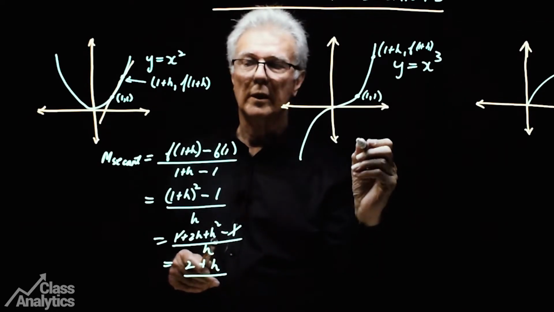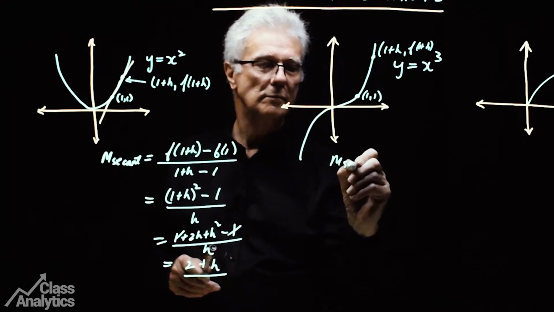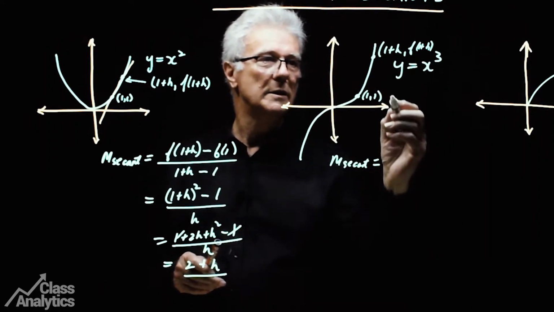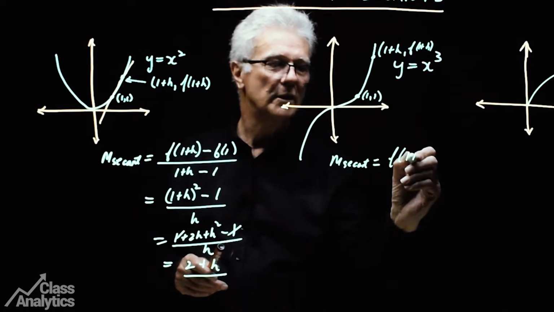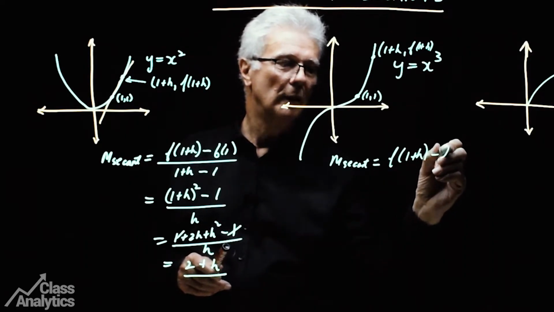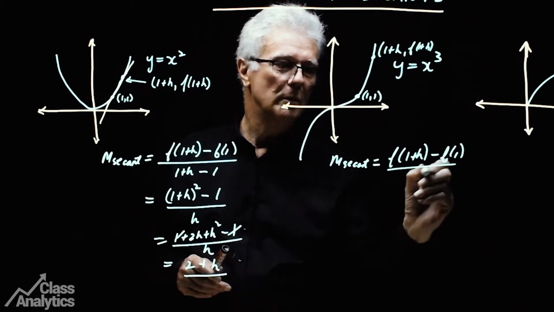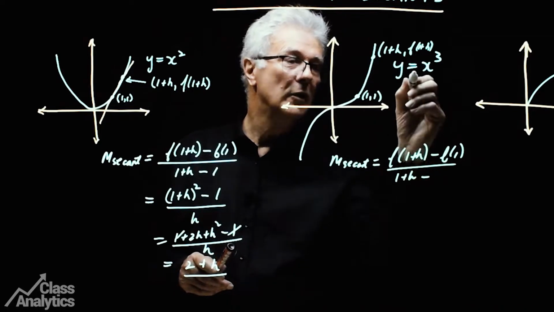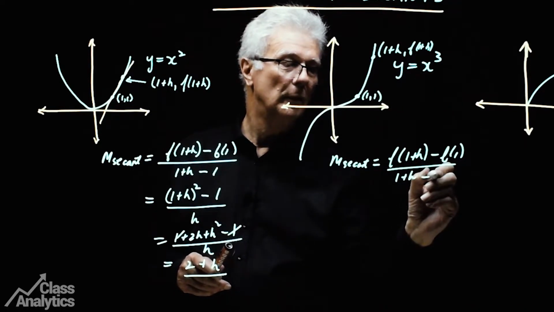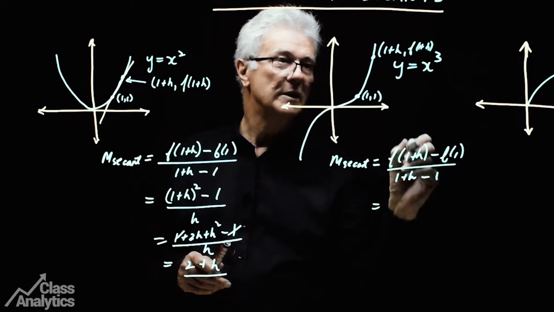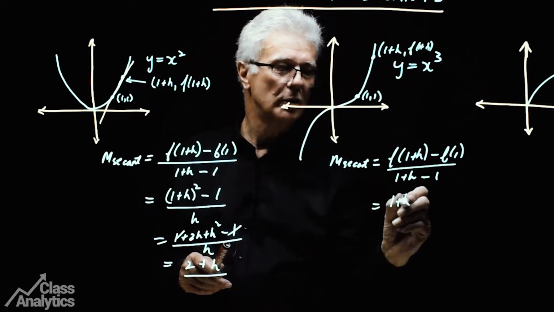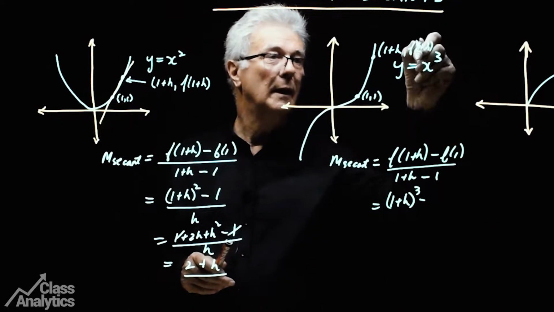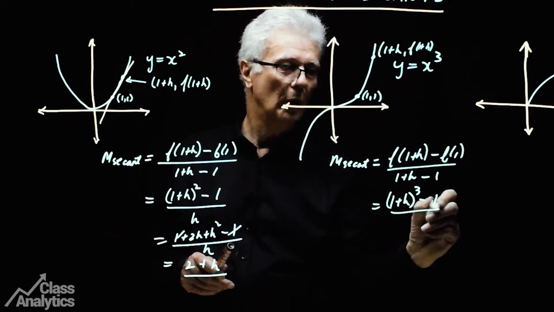Okay, so we're going to say that the gradient of the secant is equal to the difference in these y values. That's function 1 plus h minus function 1, same thing really, isn't it? The only difference, we're going to have a different function to use, that's all. Minus 1. And putting this in, you're going to have 1 plus h in here, all cubed. In here, that 1 cubed is 1, all over h again.